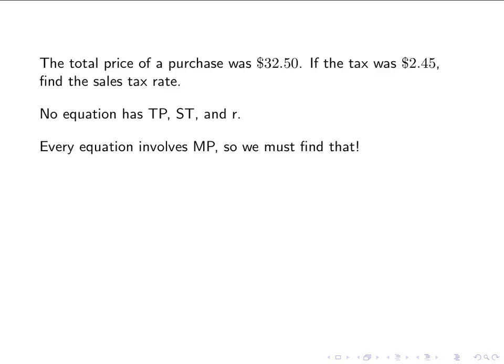So we're going to have to find MP. And since we have TP and ST, we're going to use the second equation. So MP plus ST equals TP. I'm going to plug in what we know, and then solve for MP by subtracting 2.45 from both sides. And we get that the marked price is $30.05. So now we can go back and use either equations 1 or 3 to find R.